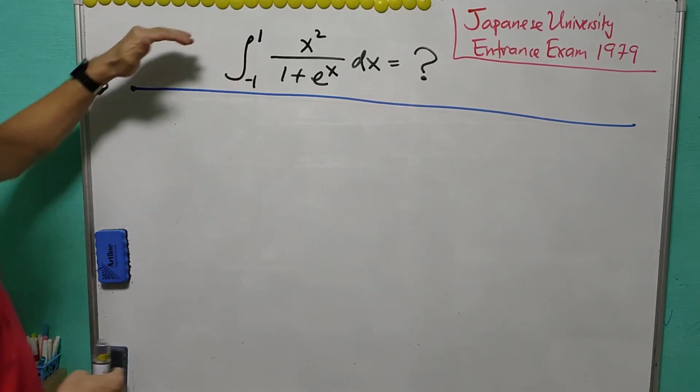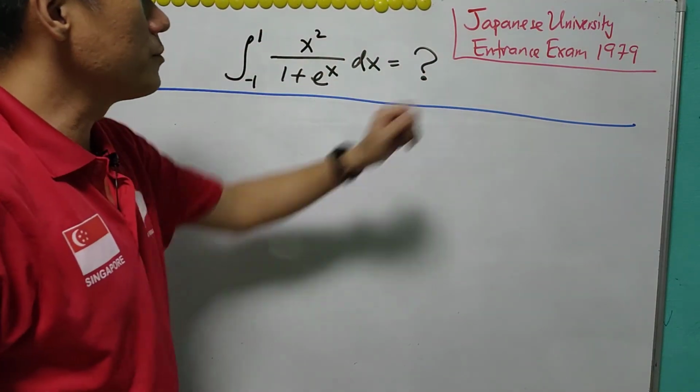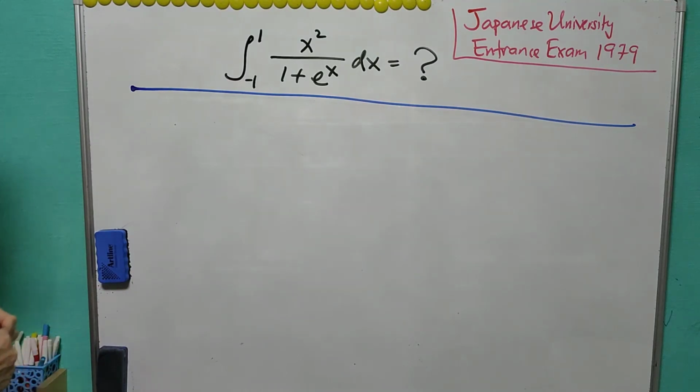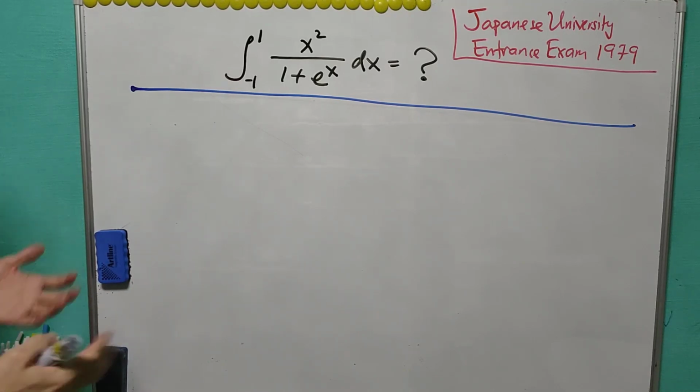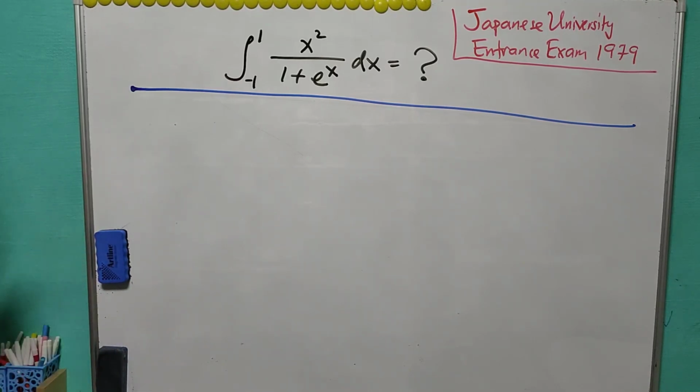Today we are going to do this integration from the Japanese University Entrance Exam 1979. It was said that no one could solve it, but right now many techniques have been discovered and this question is no longer that difficult. However, it's still quite challenging to many people. You may try it before you look at the answer.